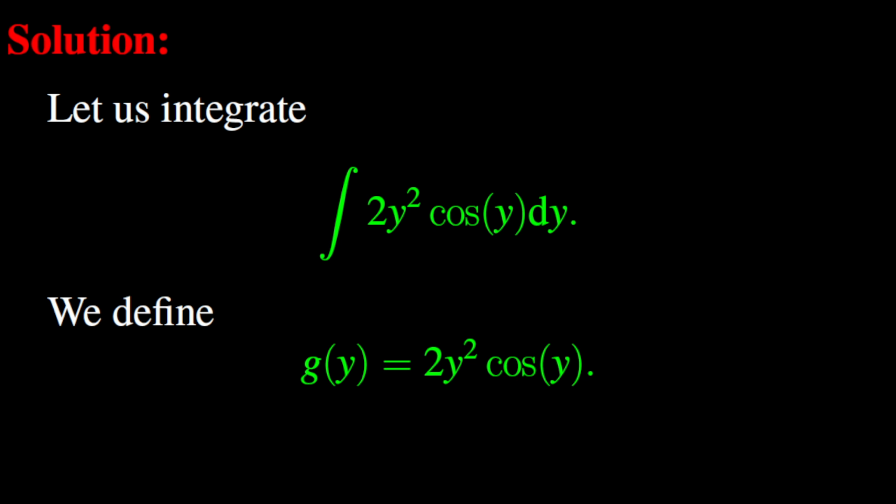Let us integrate the function 2y squared times cosine of y. At first glance, we easily see that the function we have to integrate is a product of a nonlinear function, cosine of y, with a polynomial function, 2y squared.